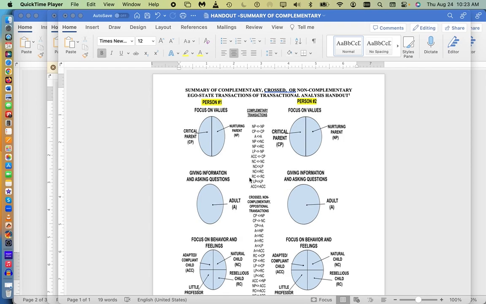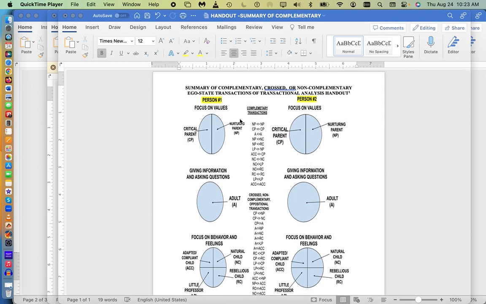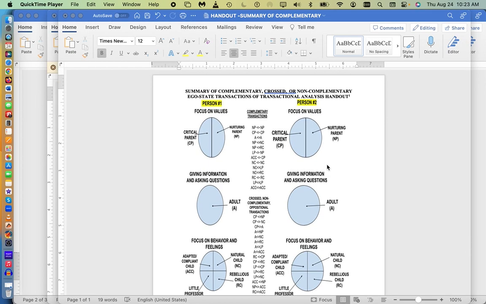Thank you, Jackie. So here we have an explanation of those different types of transactions. And in this diagram, we see the 7 ego states. Here's person number 1 with his or her 7 ego states: critical parent, nurturing parent, adult, and the 4 child ego states: natural child, rebellious child, little professor, adaptive child. Person number 1 and person number 2. And we're going to look at all the various kinds of transactions they can have.